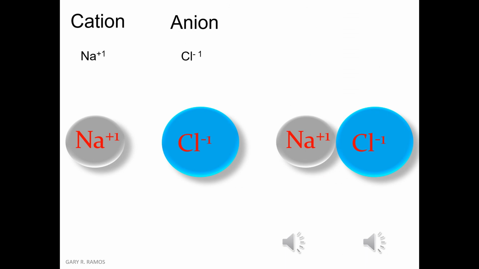Since the sodium becomes Na positive 1 and chlorine becomes Cl negative 1, the law of attraction applies here. According to the law of attraction, opposite charges attract, same charges repel. Thus, the sodium and chlorine combine. This type of chemical bonding is known as ionic bonding due to the formation of ions.